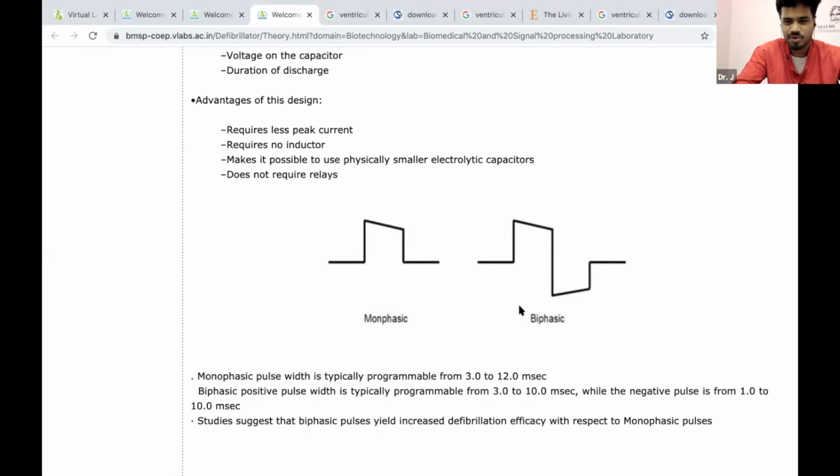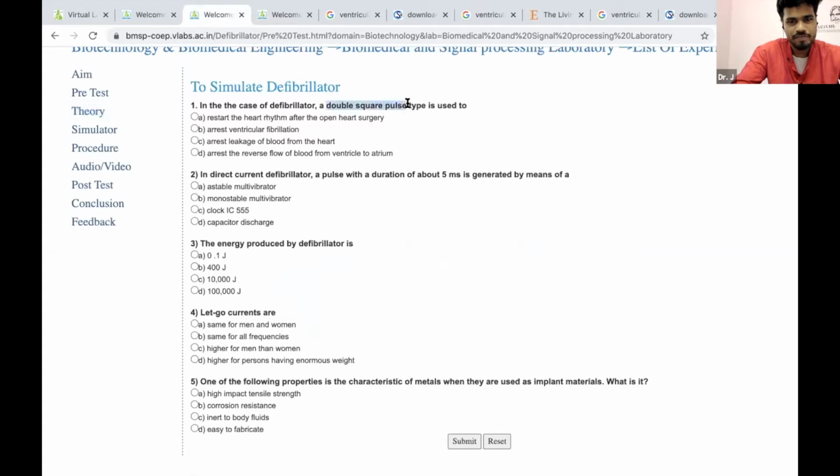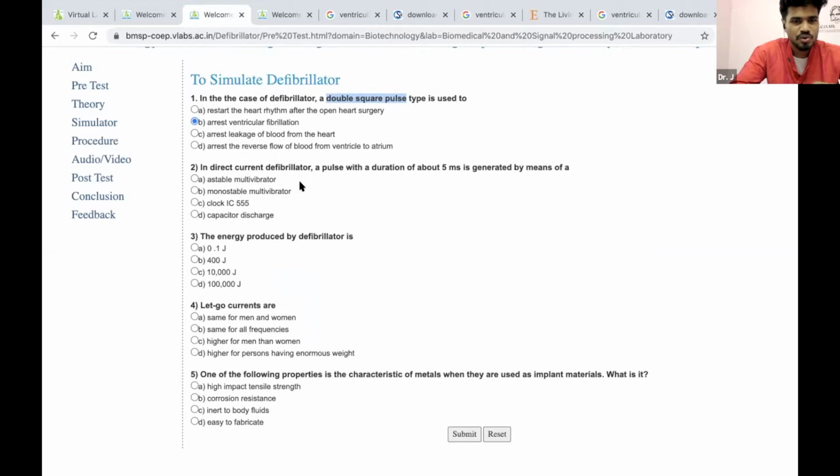We know that from trials. It also conserves less energy, so that is a reason to go for it. The double square pulse, they refer to that. Arrest, reverse flow of blood from ventricle to atrium, restart heart rhythm. Let me go with B, but let's see what the answer is. Yeah, let's just go with B.